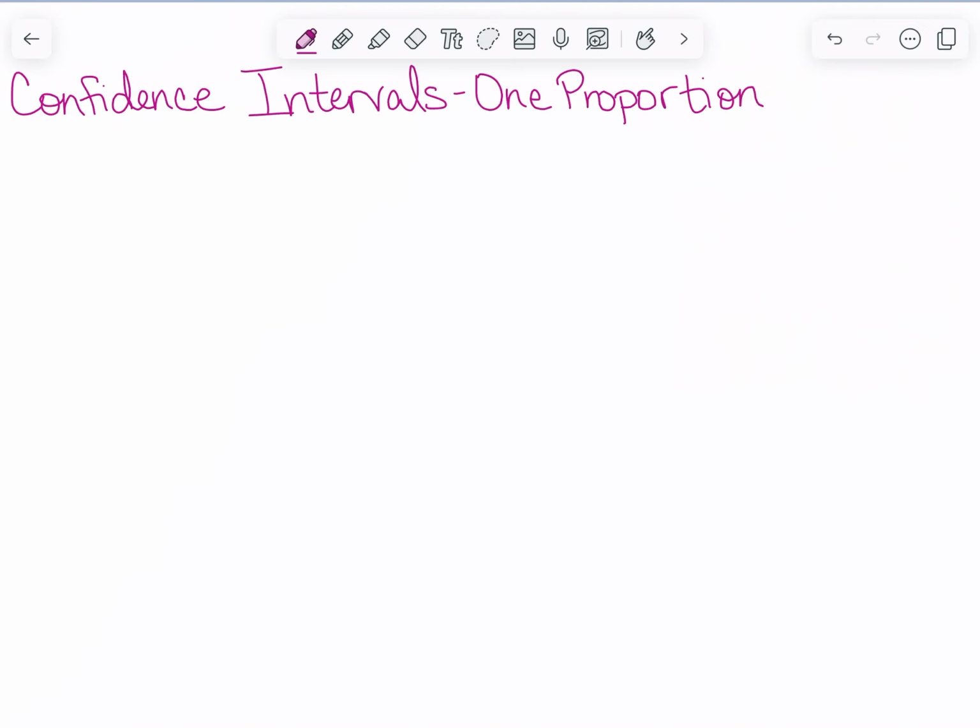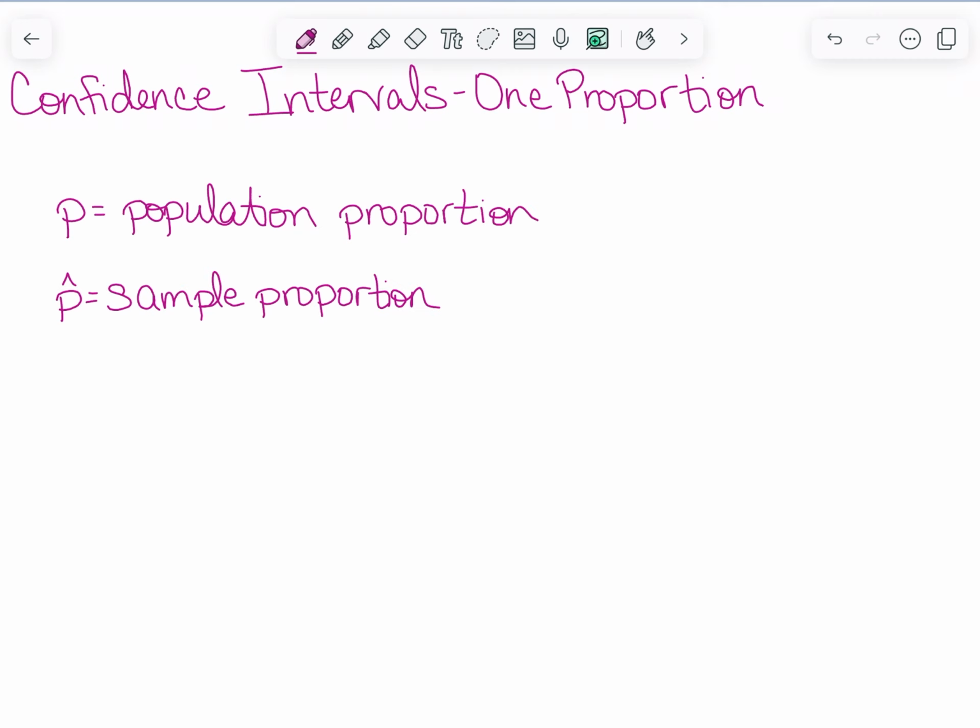Let's look at confidence intervals for one proportion. Before I do, let's do a little bit of notation. P will indicate our population proportion, and then P hat is going to represent the sample proportion.